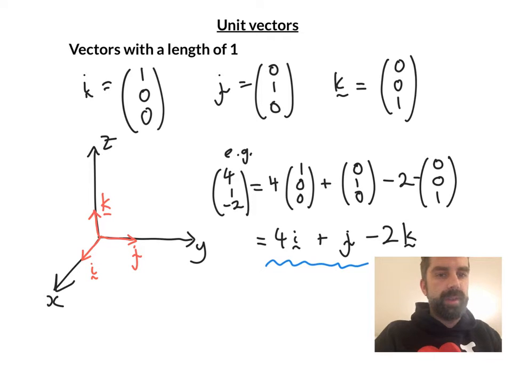Okay, what else can we do with unit vectors? So let's just have a look at another example. Let's say we've got some vector here, and it's not a unit vector, it's a big long vector, and we're just going to call it A. And I'm going to say that this is quite a long vector. The length or the magnitude of A is going to be 3.